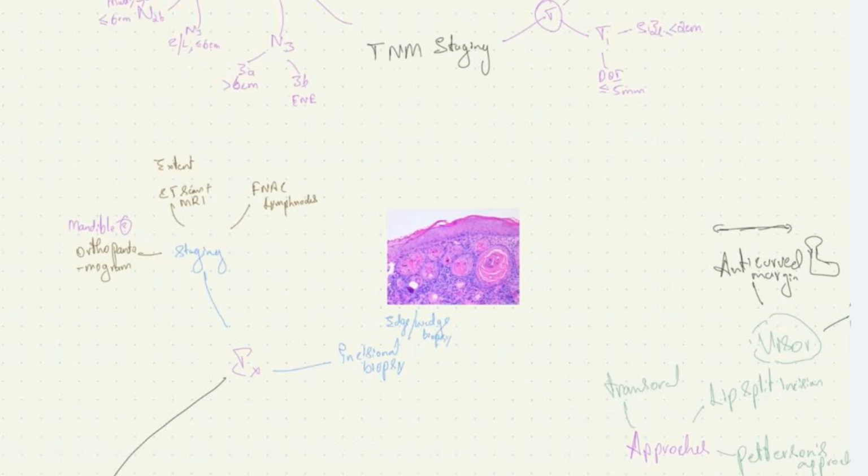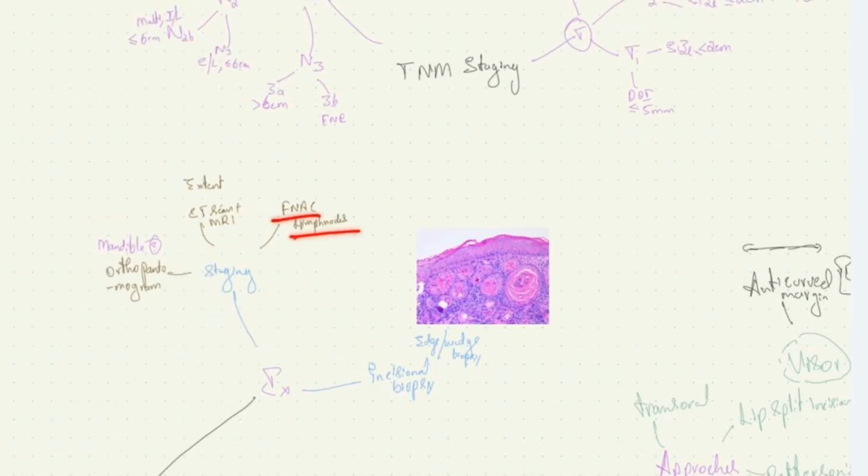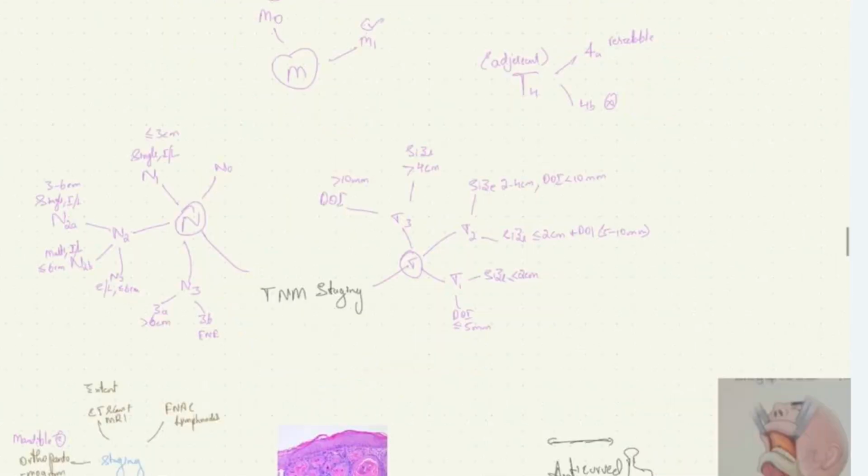For staging purposes, we do FNAC of lymph nodes, where we can see spread to lymph nodes. We do CT and MRI to see the local extent of the disease. For confirming mandibular involvement, we do orthopantogram. It's an X-ray where we can see involvement of the mandible. Next, let's proceed to discuss TNM staging.